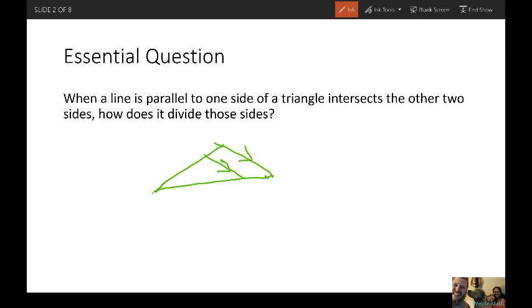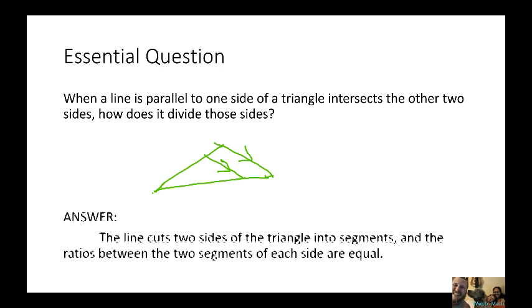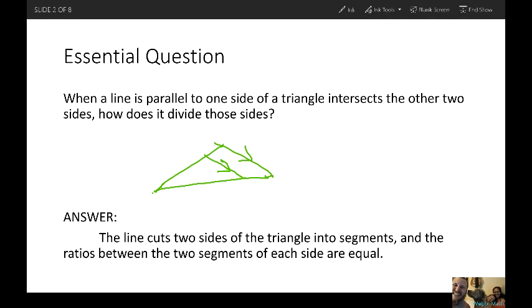So last module we talked about proportionality, and guess what? We're going to talk about it again. So your answer is the line cuts two sides of a triangle into segments. So therefore you have this segment here, this segment here, this segment here, this segment here, okay? And the ratios between the two segments of each side are equal, okay? And notice how they say ratios. So we're still dealing with proportionality, okay?